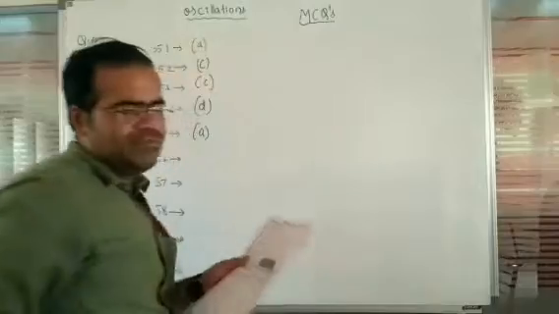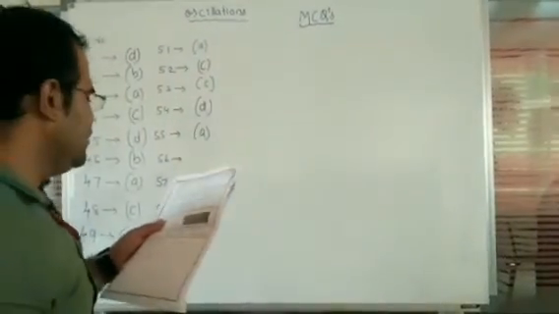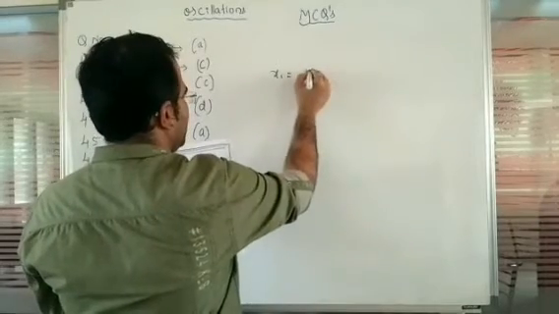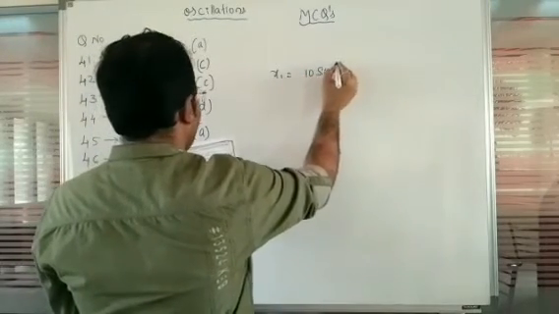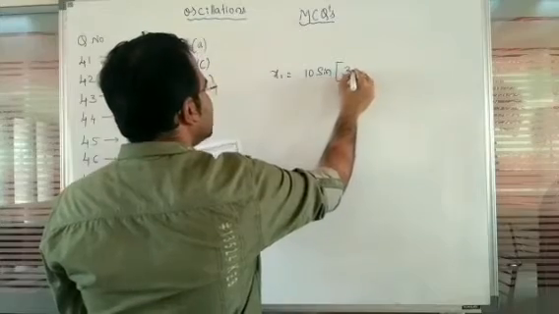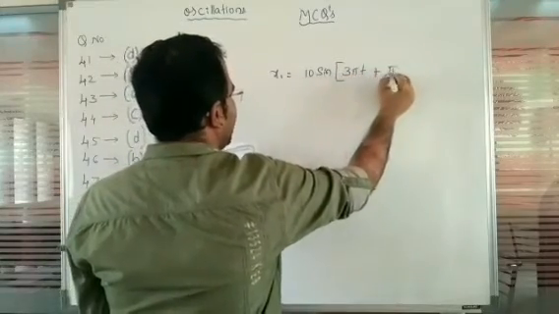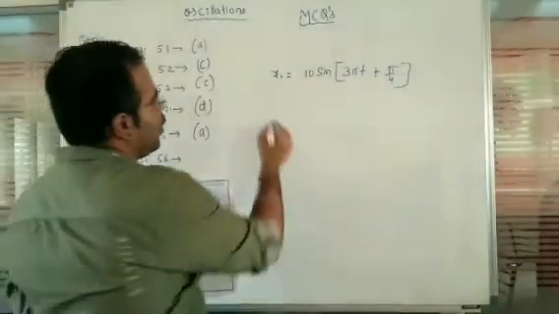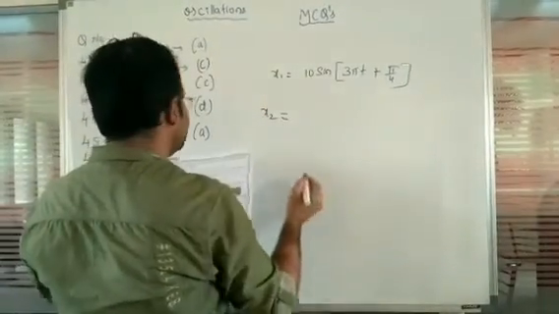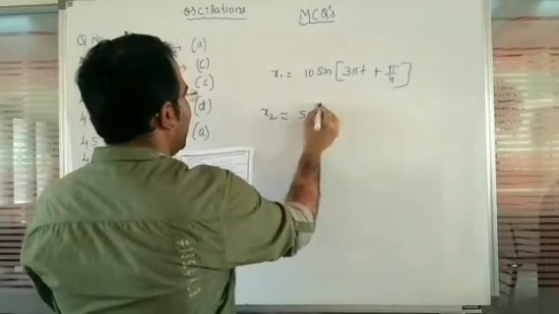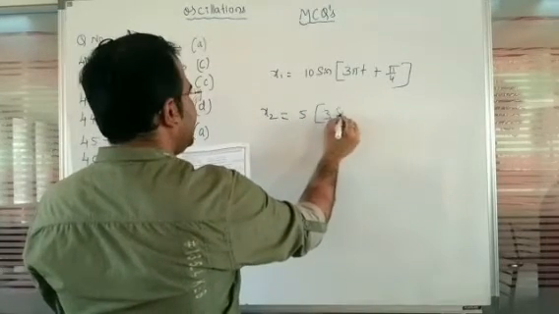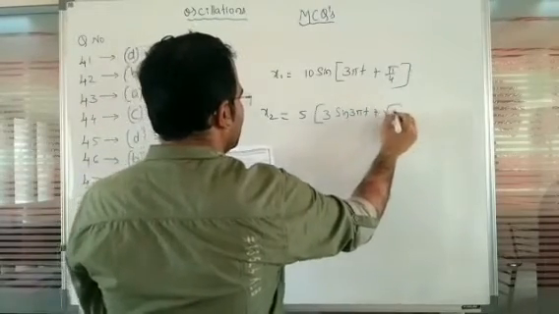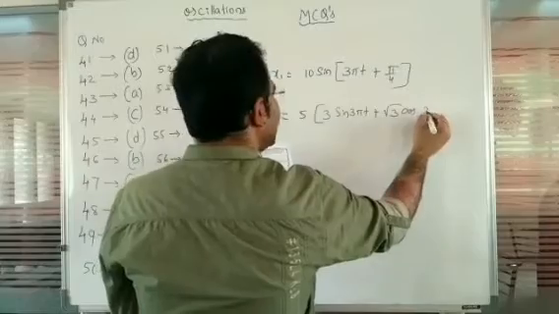Let us see. The first equation that we observe here is given by x1 is equal to 10 sine of 3 pi t plus pi by 4. And similarly, when we observe x2, x2 is equal to 5 multiplied by 3 sine of 3 pi t plus root 3 cos of 3 pi t.